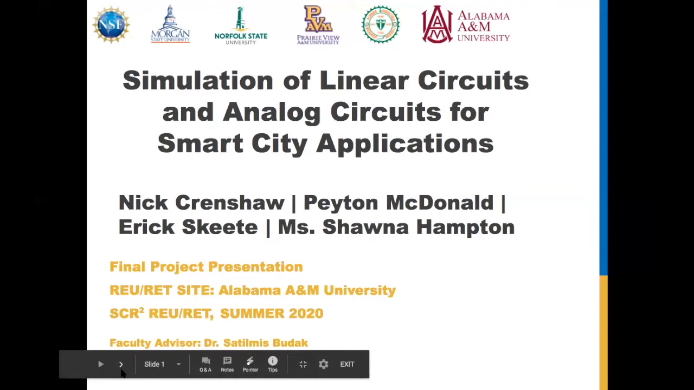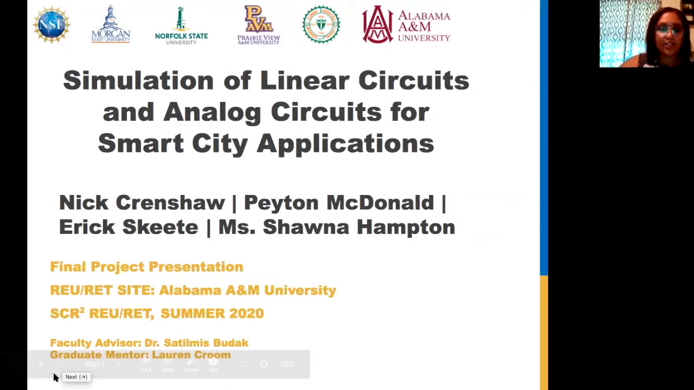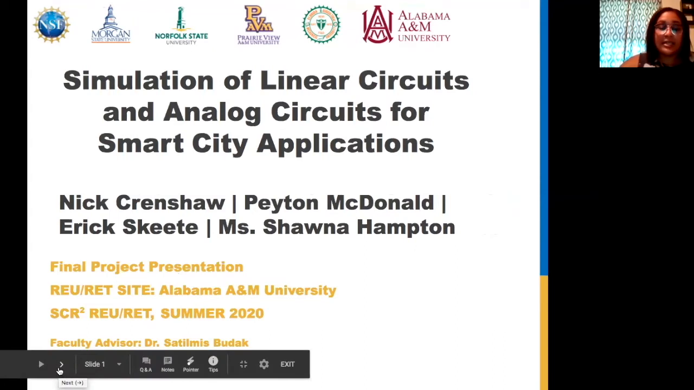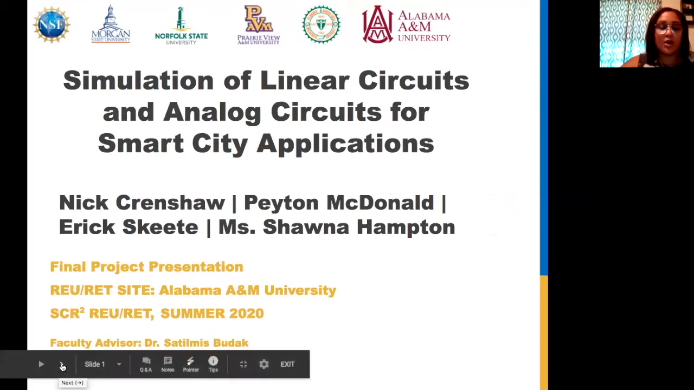Representing Alabama A&M University, our research project this summer was simulation of linear circuits and analog circuits for smart city applications. Our undergraduate students, Nick Crenshaw, Peyton McDonald, Eric Skeet, and myself, RET participant Shauna Hampton, as well as our faculty advisor, Dr. Budock, and our graduate mentor, Lauren Kroom.